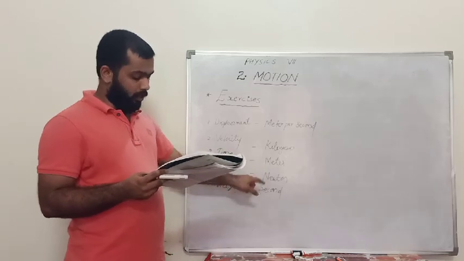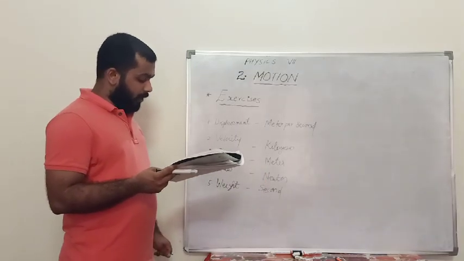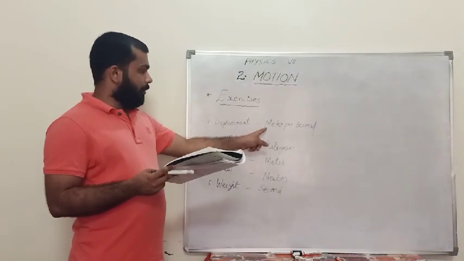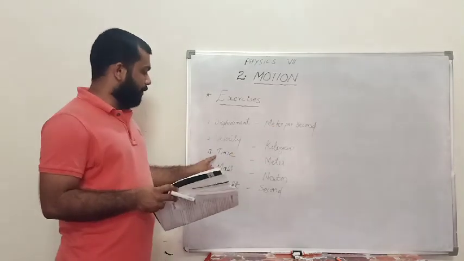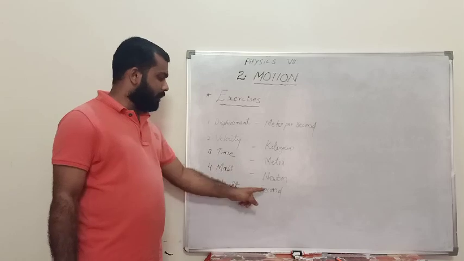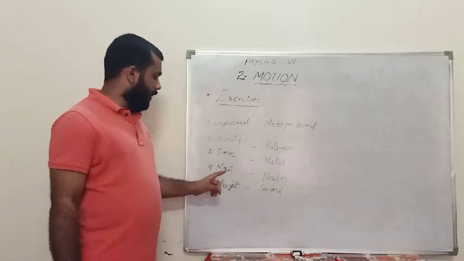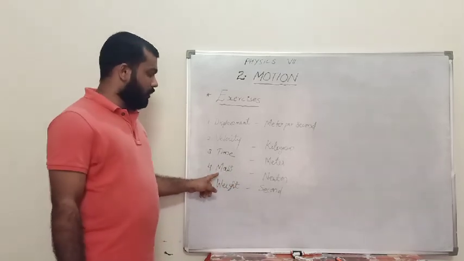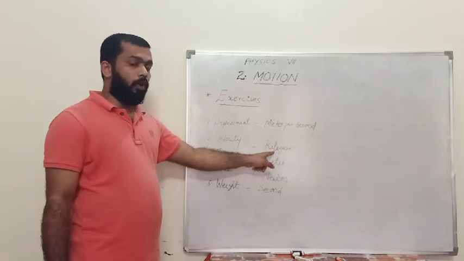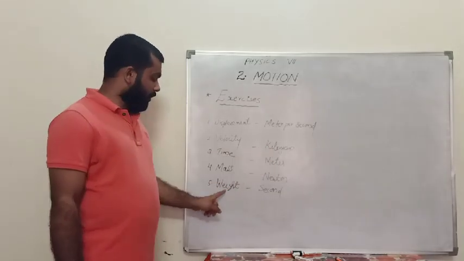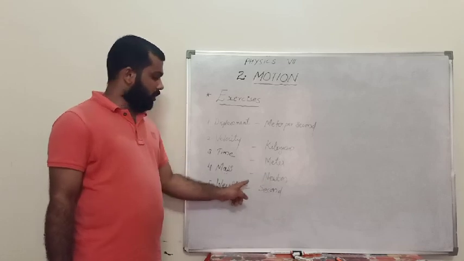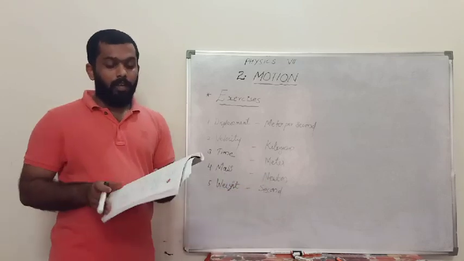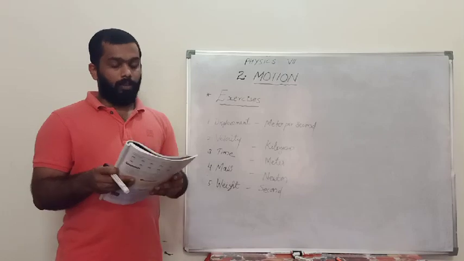Unit is meter. Second one is velocity. What is velocity? Velocity is expressed in meter per second. Time, what is the unit of time? Time is expressed in seconds. Then mass, unit is kilogram. Then weight, unit is Newton because it's a force. Then next set of questions.